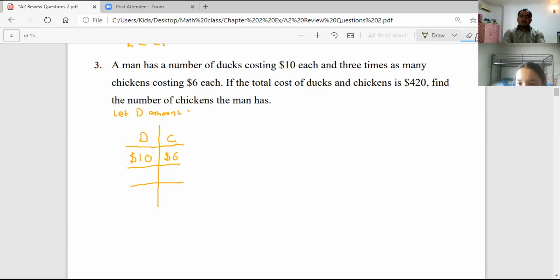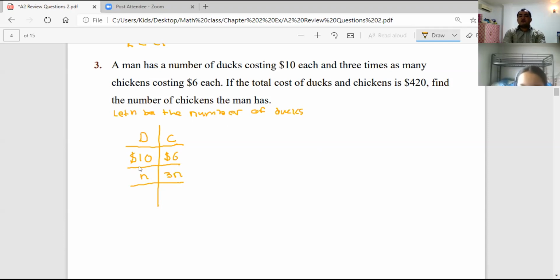Shahina, can you write like this? Let n be the number of ducks. Okay. So now let's put n, and chicken is 3n. Very good. So can you find the total cost then? What is the total cost? If you have n ducks and 3n chickens, each duck costs $10. Each chicken costs $6. So what will be the total cost of these ducks and chickens?